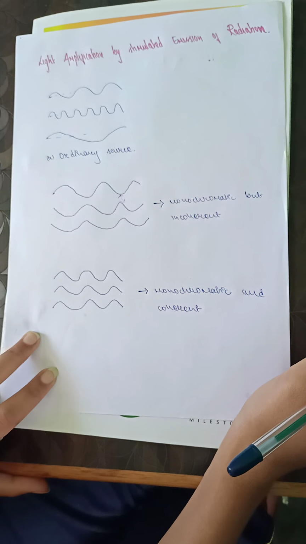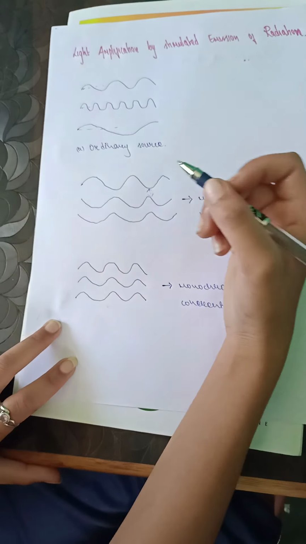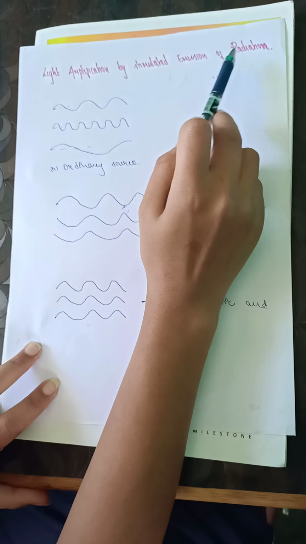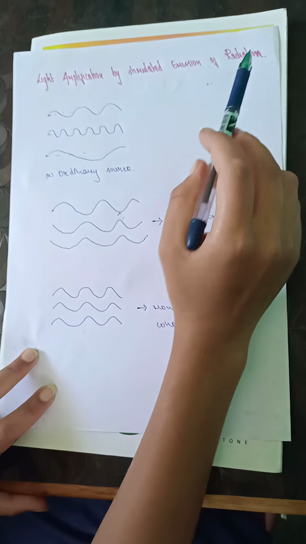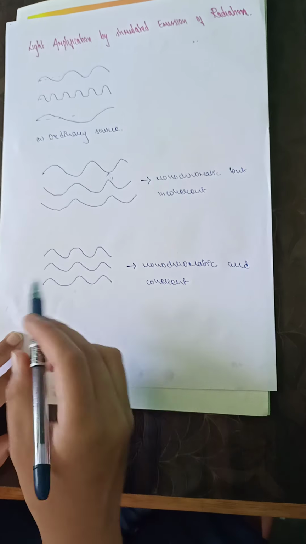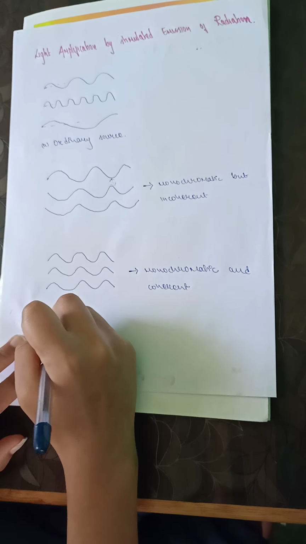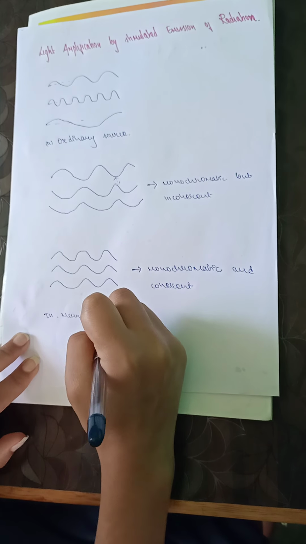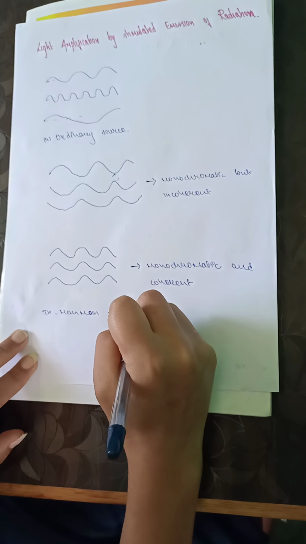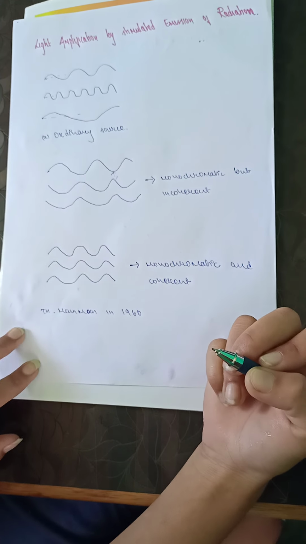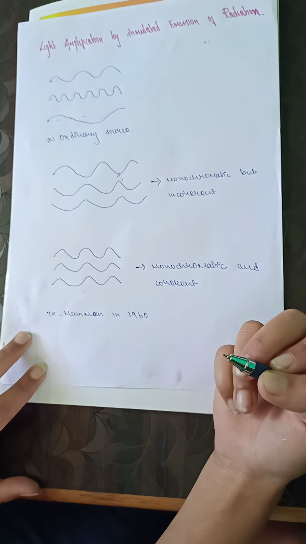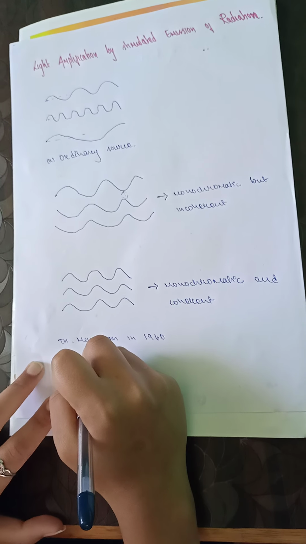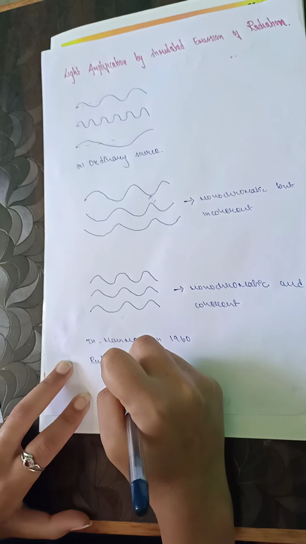Now let us see the long form of laser. Laser is light amplification by stimulated emission of radiation. Laser was discovered by T.H. Maiman in the year 1960. And the first discovered laser was the ruby laser, which was a three-level system.